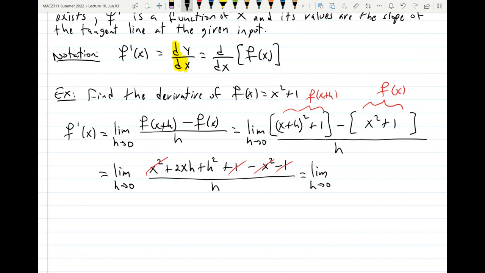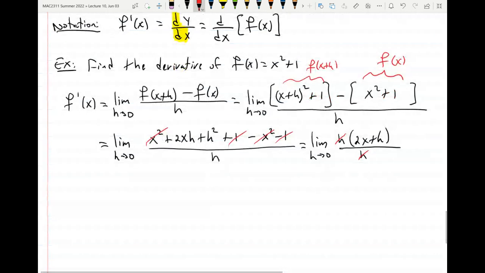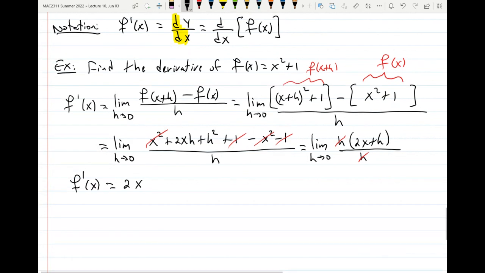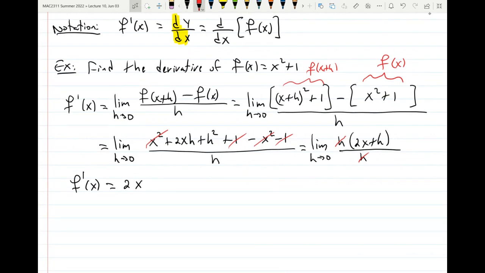So we take out an h, so we get 2x plus h over h. The h cancel out, and when we take the limit as h approaches 0, we obtain 2x. Okay? So the derivative of the function x squared plus 1 is the function 2x.